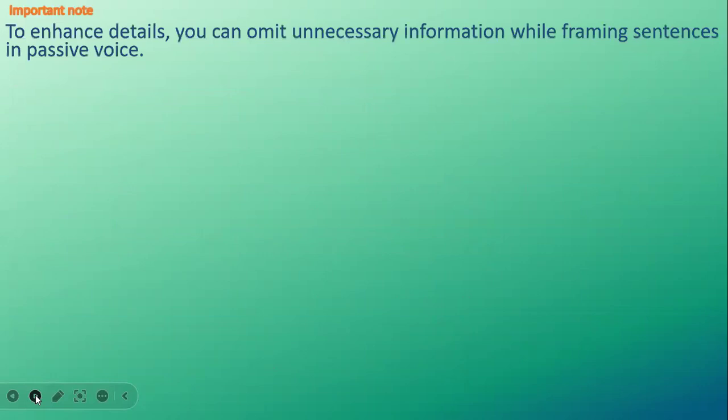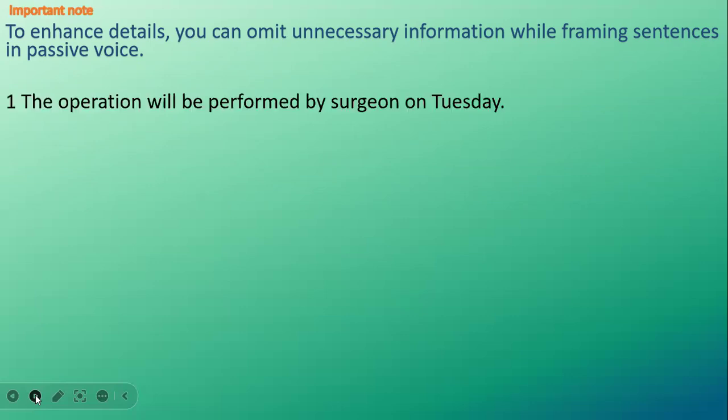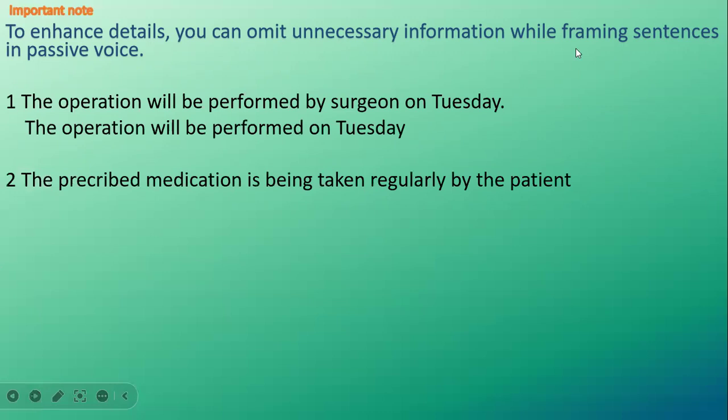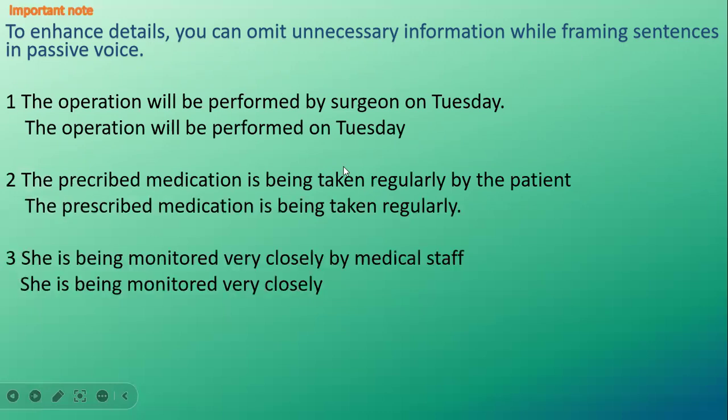One important notice, because in OET letters, you have always in the sessions when we discuss letters and all, you've always noted that we follow conciseness and clarity. We're getting marks for that. OET gives us marks for conciseness and clarity. So we can omit unnecessary information also when we are making passive voice. Not only we can focus on the right part of the sentence, we can also omit unnecessary information. So rather than saying operation will be performed by surgeon on Tuesday, we can say operation will be performed on Tuesday.